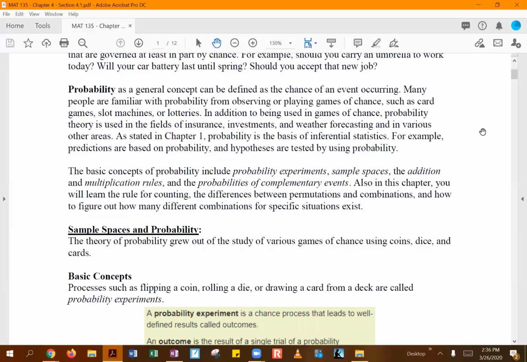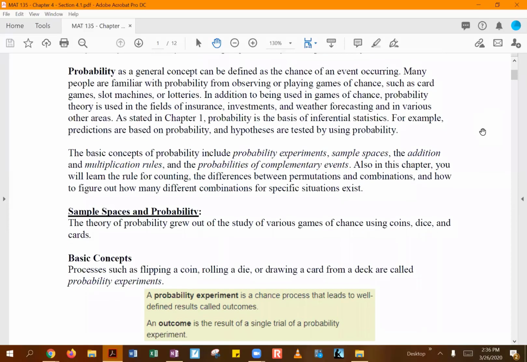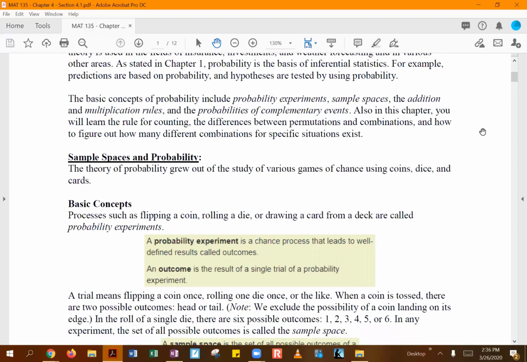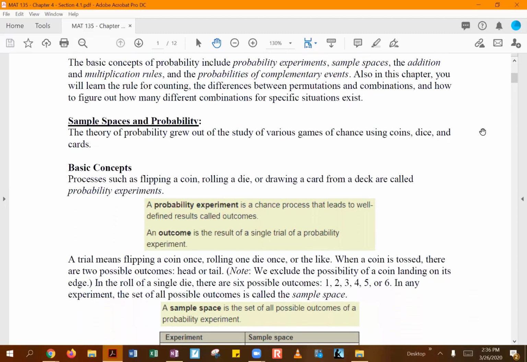Alrighty, so let's go ahead and look at the different concepts of probability that we will be looking at. We will talk about probability experiments. We're of course going to talk about sample spaces. In this chapter, we're also going to look at the addition and multiplication rules and the probability of complementary events. We'll also talk about permutations and combinations as we move forward with this chapter.